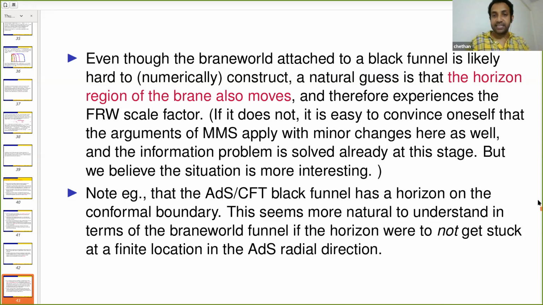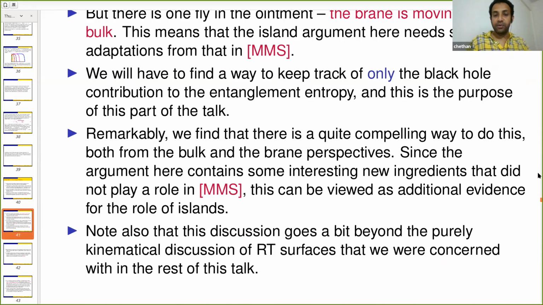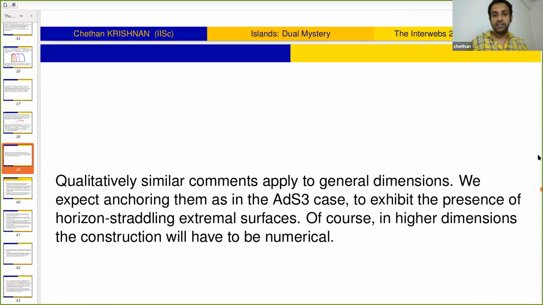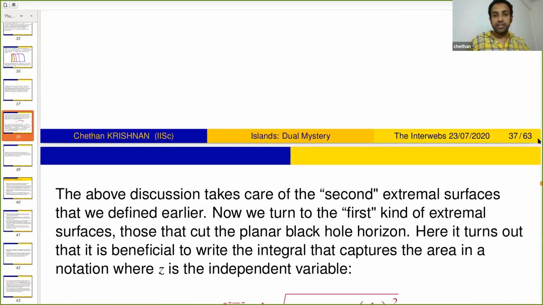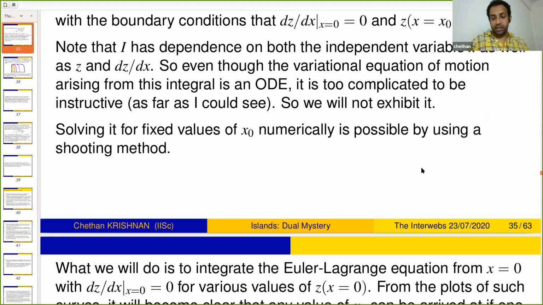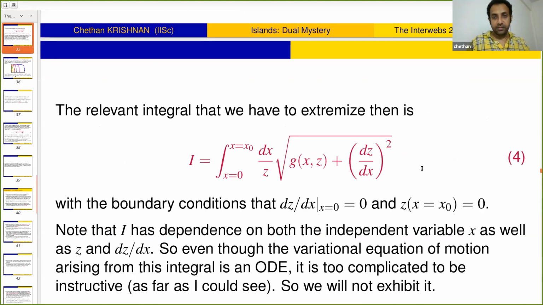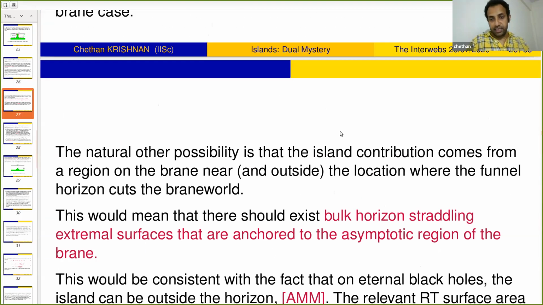So let me again flash that slide. That's an important slide, but I can only put it in one place. I could have probably put it in multiple places in the talk. So this is the picture that I'm talking about. What I'm saying is that this brane is rising.